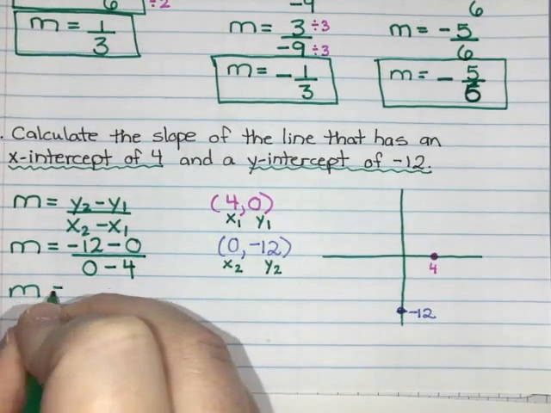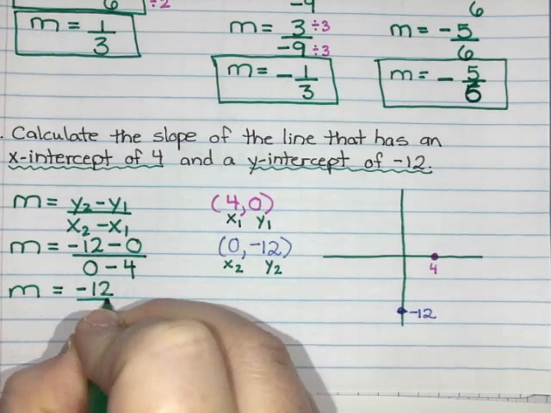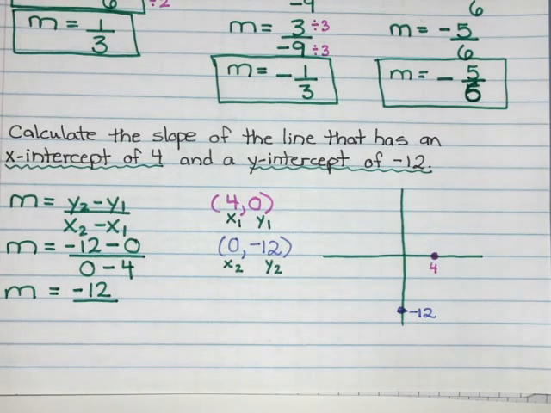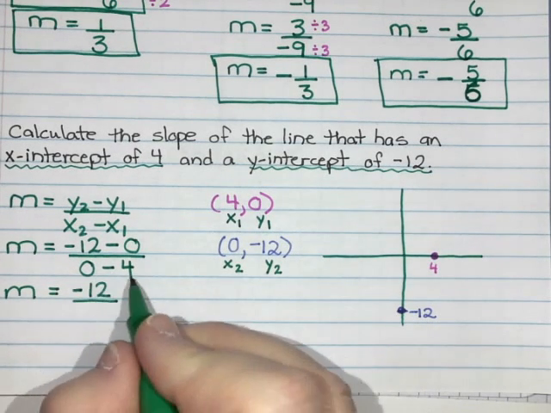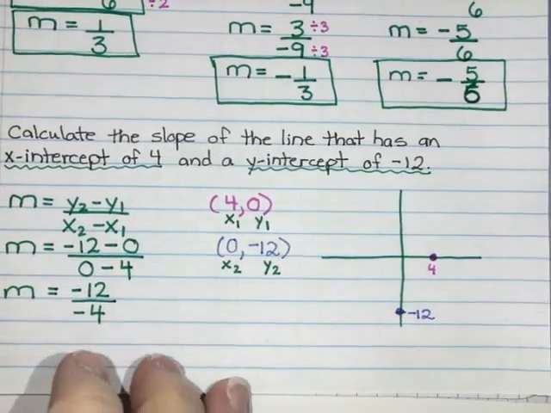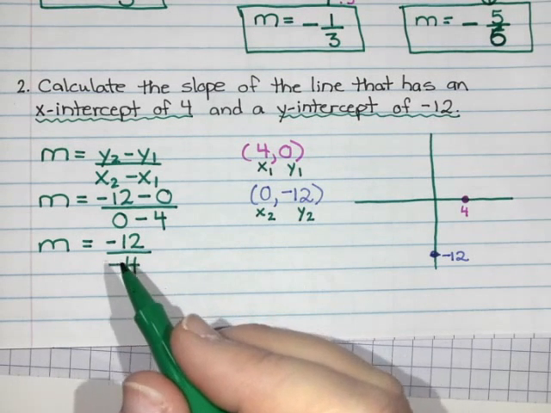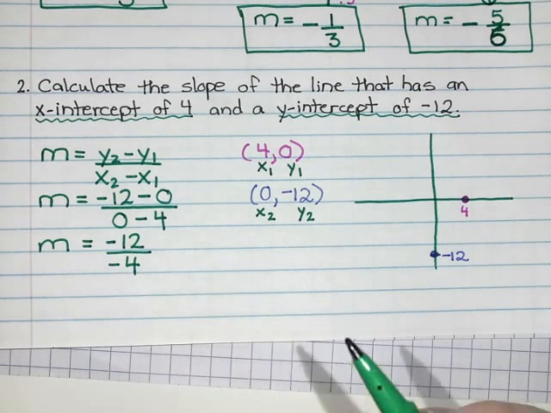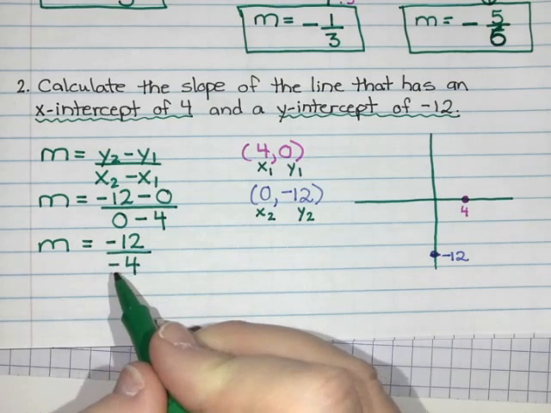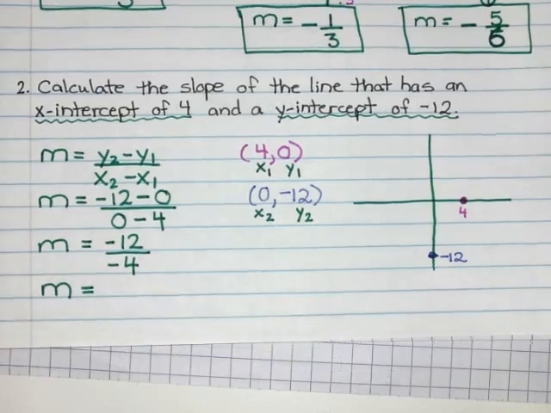Okay, -12 take away 0, it's just -12. And if you're having trouble doing those calculations, just use your calculator. And 0 take away 4 is -4. Now, I could leave it like that, but I would like to try to reduce or simplify it if I can. A negative divided by a negative makes a positive. So this is going to be positive.